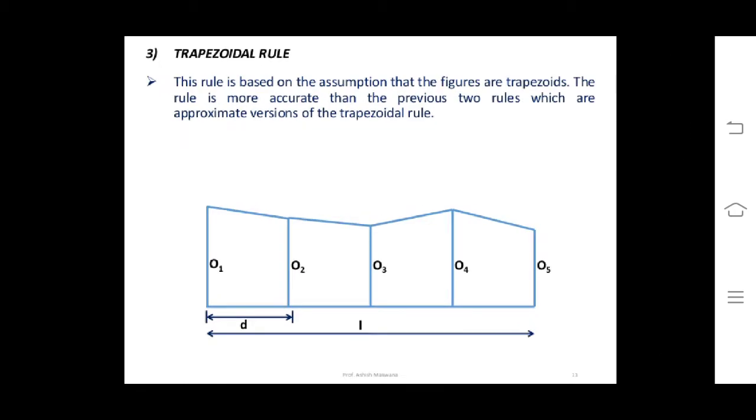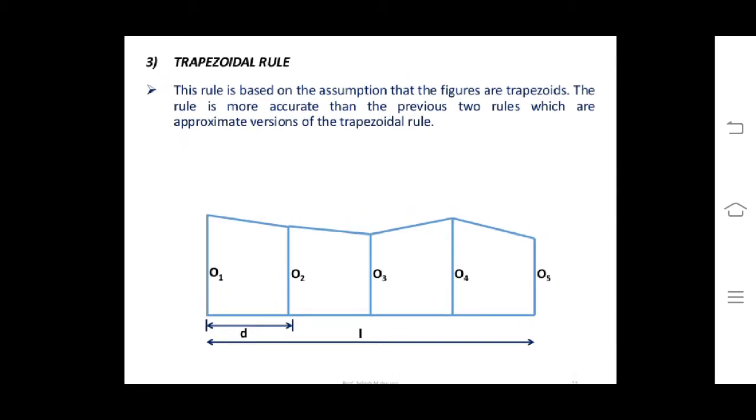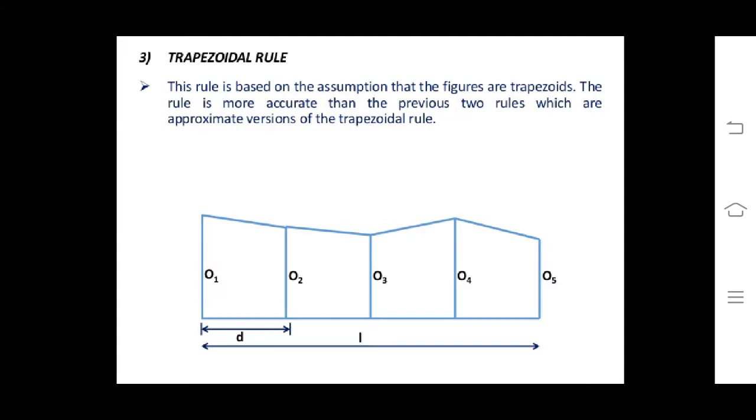The next method is trapezoidal rule. This rule is based on the assumption that the figures are trapezoids. The rule is more accurate than the previous two rules, which are approximate versions of the trapezoidal rule. The following figure shows the total chainage of L and ordinates having O1, O2, O3 at particular sections and the distance D between two sections.